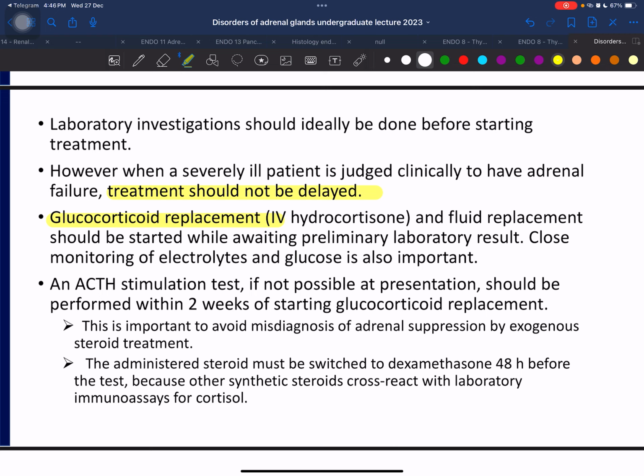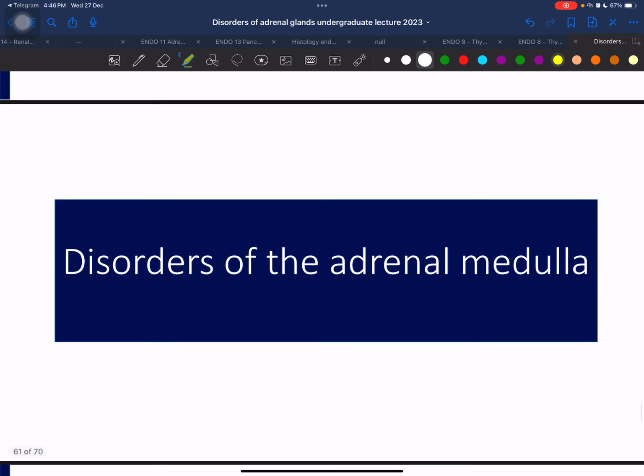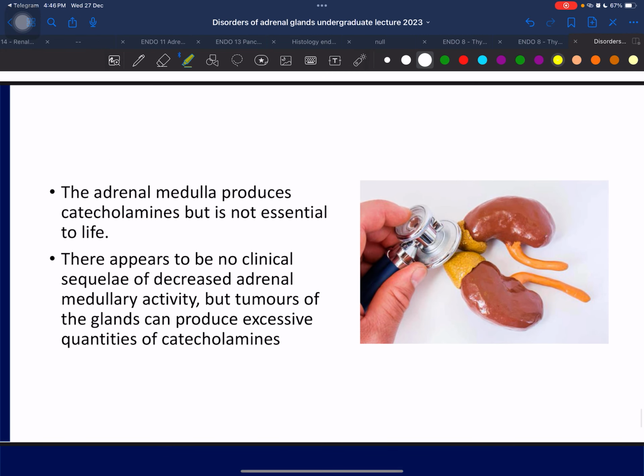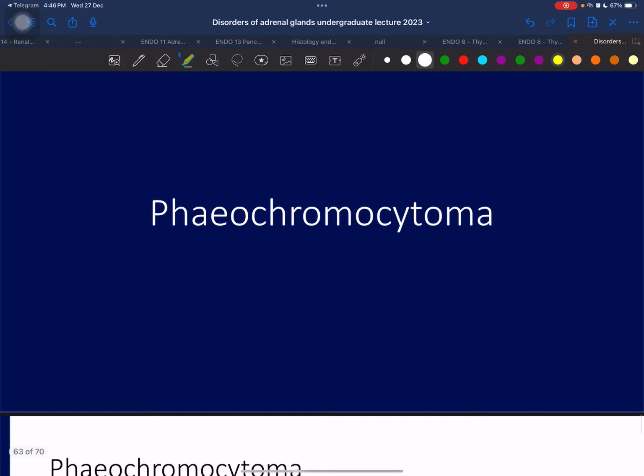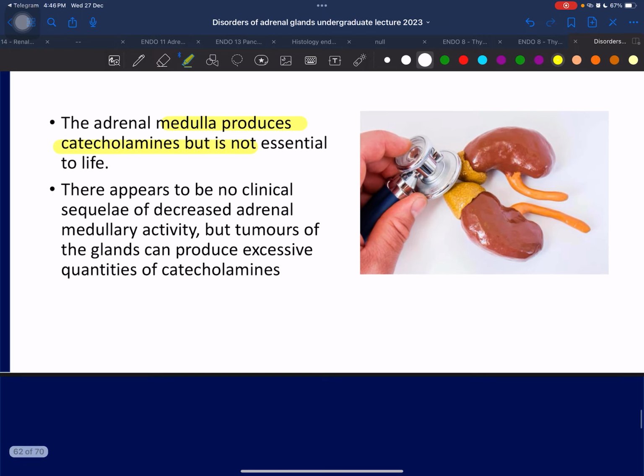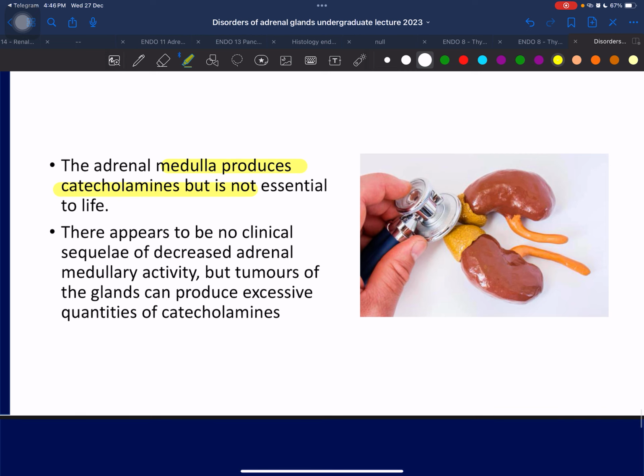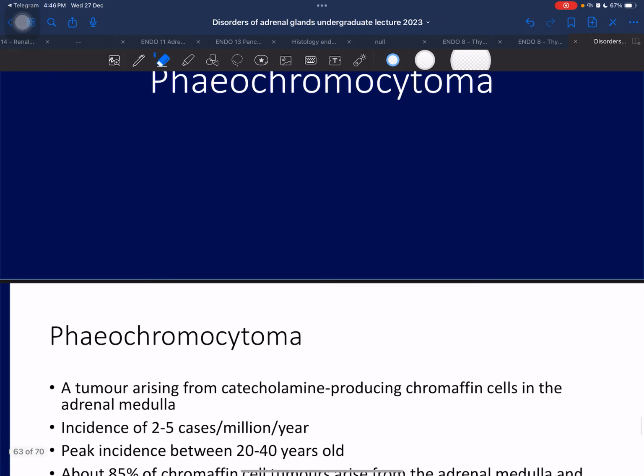Next, we go on to disorders of the adrenal medulla. This is the final part. The adrenal medulla produces catecholamines, but it is not essential to life. There appear to be no clinical sequelae of decreased adrenal medullary activity, but if there's hyperfunction, you get side effects as well. So I'm going to talk about pheochromocytoma.